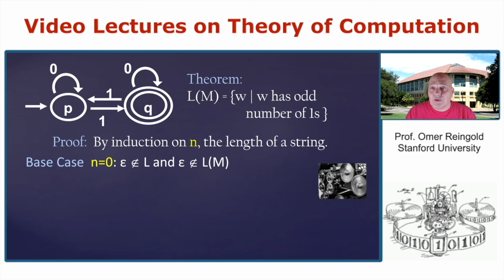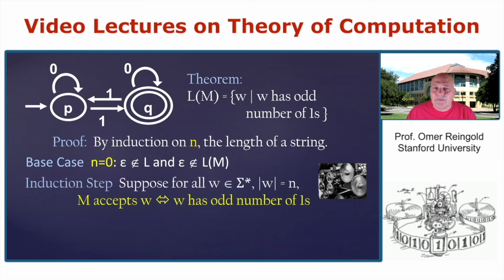The only string of length 0 is the empty string, and this string is not in L, right? You start in a reject state, and therefore you do not accept the empty string. And indeed, the empty string is also not in this language of odd number of ones. The empty string has 0 ones, which is not odd.